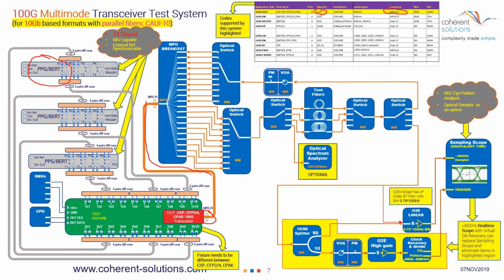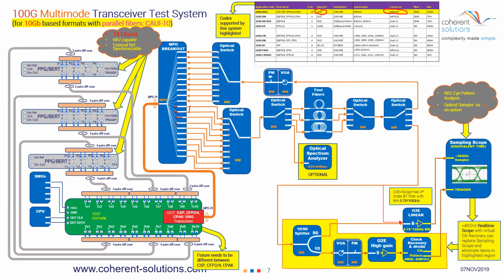So we're going to run this MPO24 into an MPO breakout. This is really nothing more than an MPO connector on one side and up to 20 individual connectors on the other. By breaking out these individual connectors, we now have access to each of the 10 data lanes that are available on the transmit side and also the 10 data lanes that are available on the receive side.